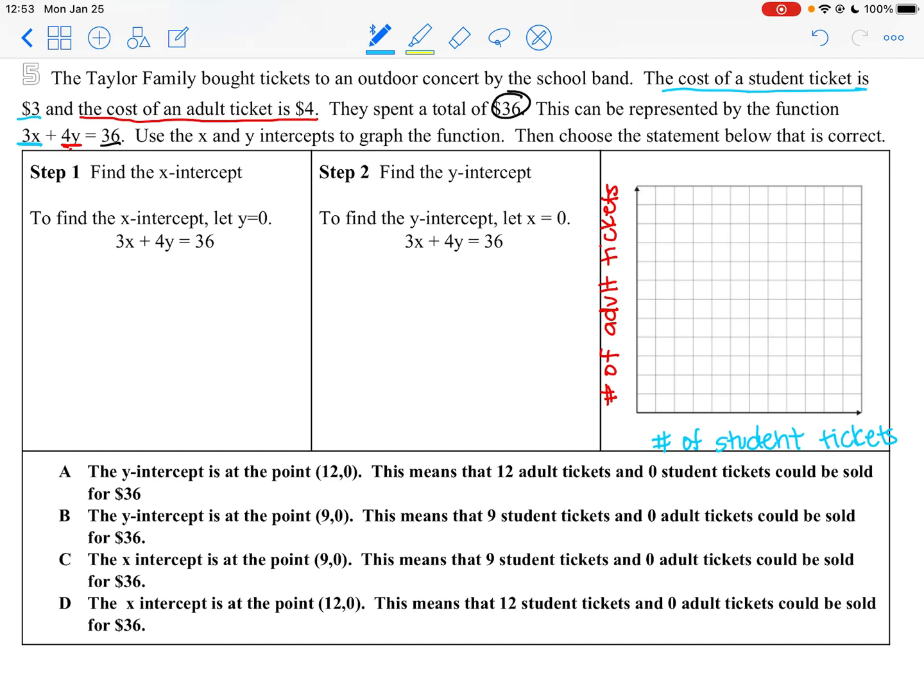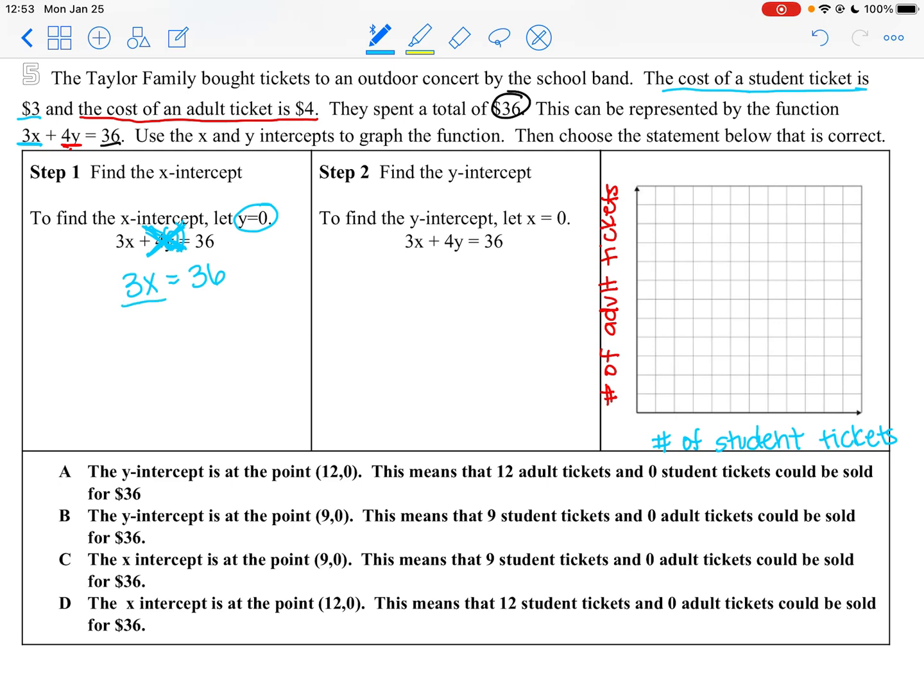So to find the x-intercept of this equation, I'm going to plug in 0 for the y. So I plug in 0 for the y, and that represents no adult tickets being purchased. So that cancels out this y term. Whenever I multiply it by 0, it cancels it out. So I'm left with 3x equals 36. So this means that all of my $36 is going to purchase student tickets.